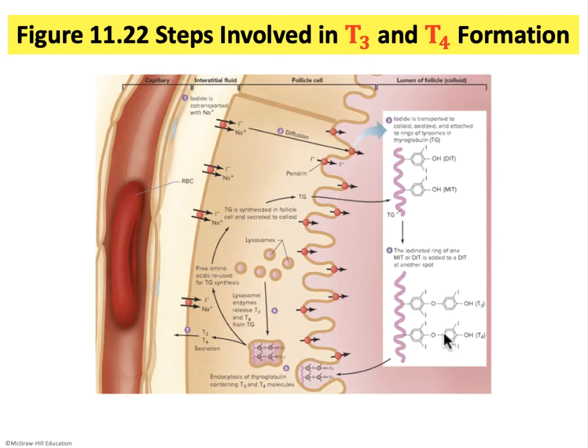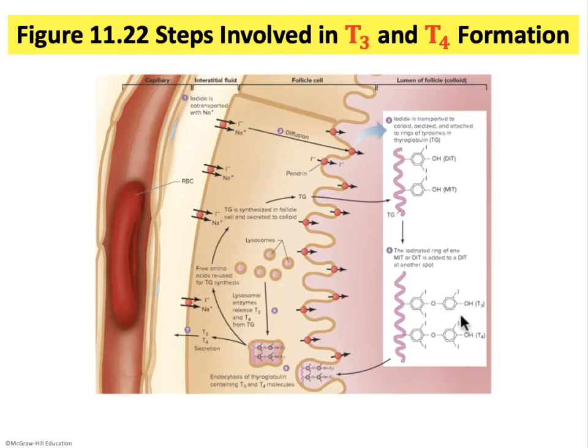And then what goes on to that? It could be either another DIT or just an MIT. If it's MIT, the total number of iodines is 3, so we call that T3, for tyrosine with 3 iodides. And if we have 4, that's called T4. These hormones attached to the thyroglobulin can be maintained in the colloid fluid indefinitely, for at least 2 months' worth of supply for the body.